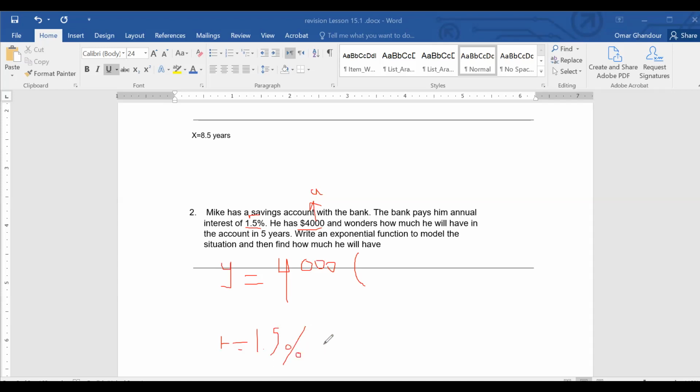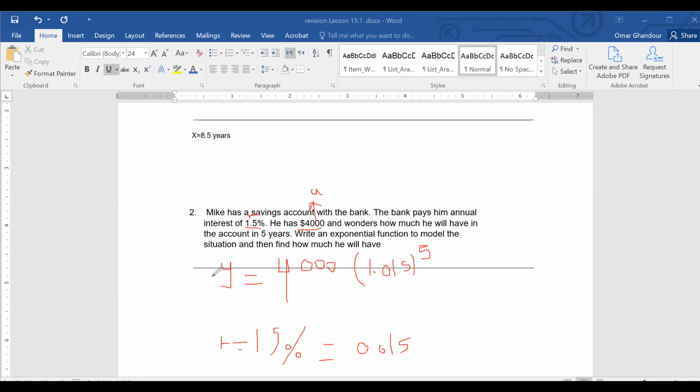Divide by 100. It's going to be 0.015. So here it's going to be 1.015. And 1 plus r to the power of, this time he already told me, it's to the power of 5. So actually I don't need a calculator here. You don't need a graphing calculator, I mean, here.